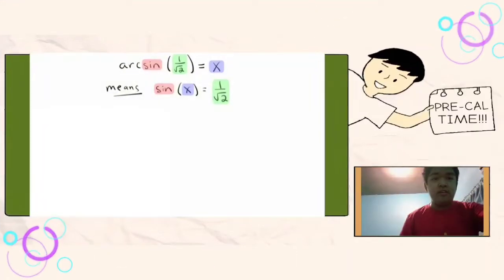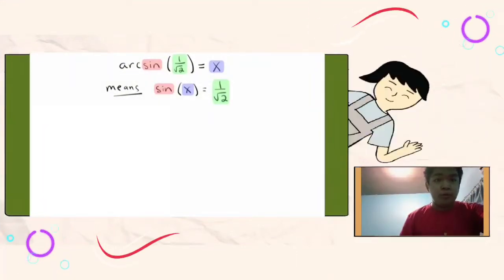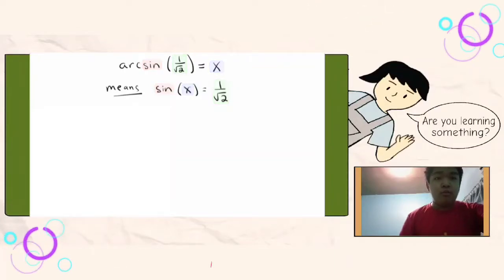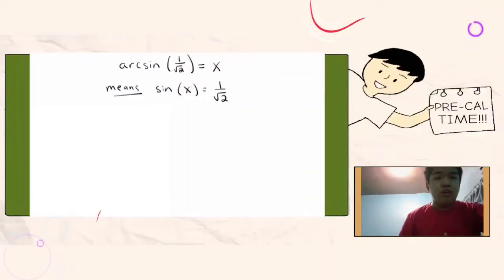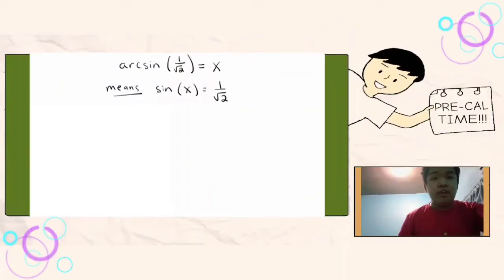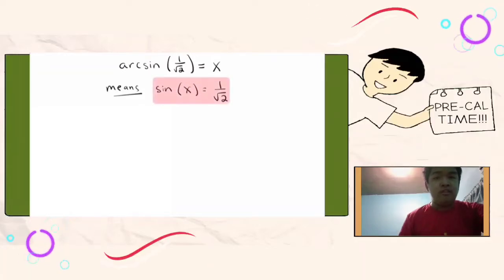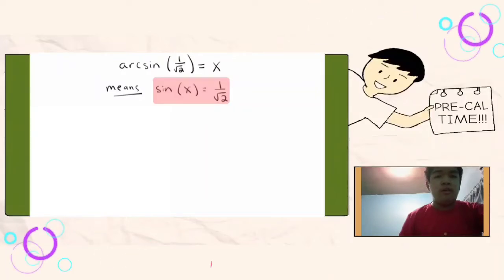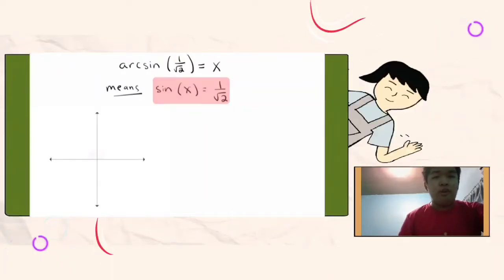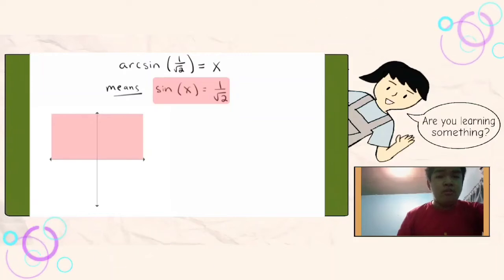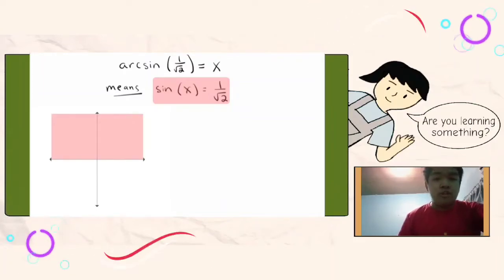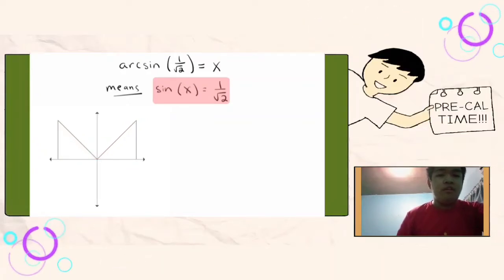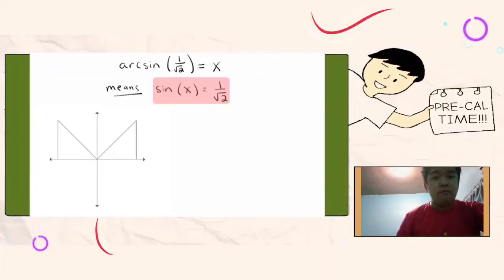The equation here is arc sine of 1 over square root of 2 is equal to x, which means sine of x is equal to 1 over square root of 2. So now the next step is to figure out not yet where the sine is 1 over square root of 2, but just where sine is going to be positive, because this is positive 1 over square root of 2. So sine is positive on the top of the Cartesian plane. So it's possible that this is going to be a triangle in the first quadrant or second quadrant.